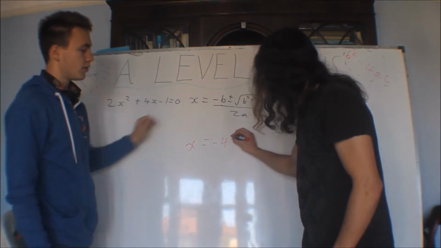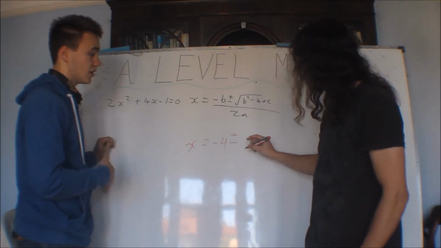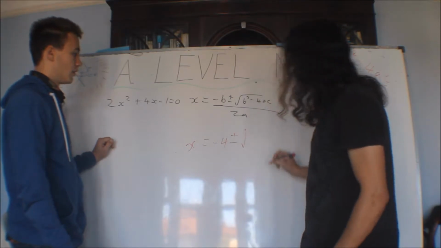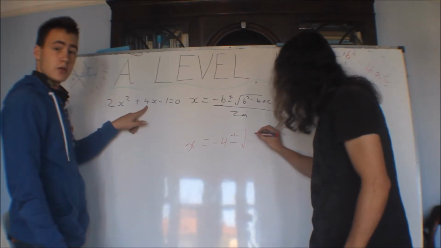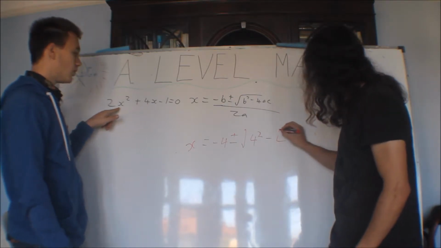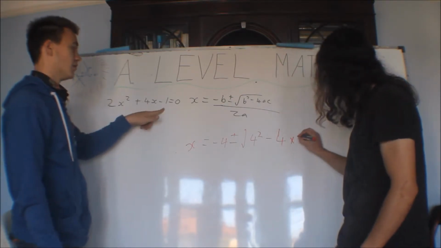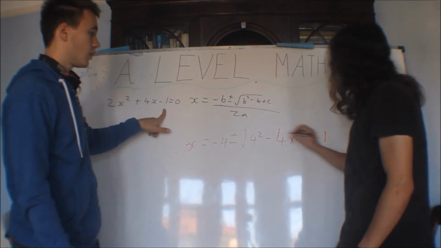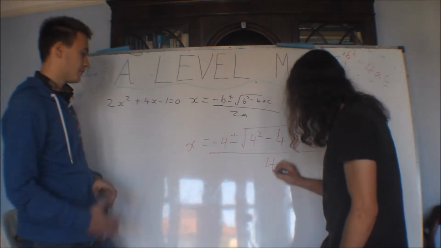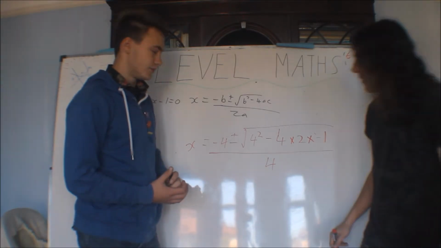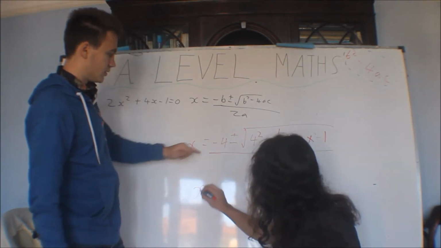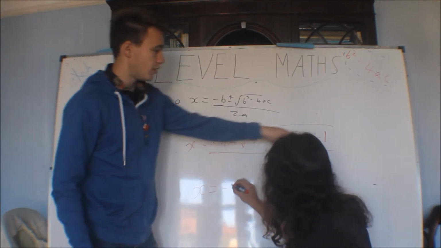Or minus b, plus or minus. That means you do it first plussing, then minusing, because you want to have 2 points. So plus the square root of b squared, which is 16, but we'll just leave it as b squared at the minute, minus 4 times 2 times minus 1, all over 2a, which is 4. So x equals minus 4 plus or minus. Now we'll simplify what's in here.